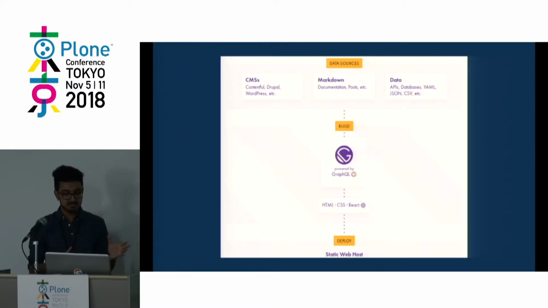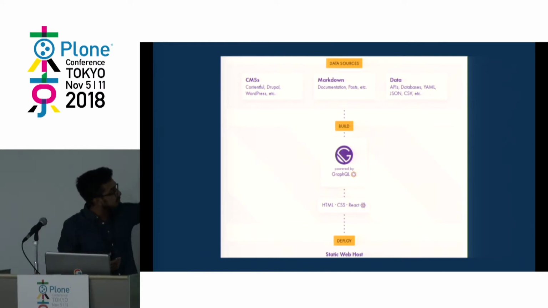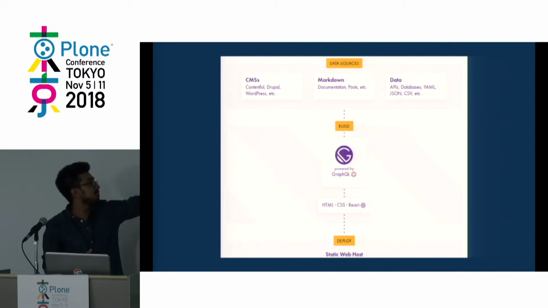So this is from the Gatsby site itself, their homepage. And so this is the whole process of what Gatsby does. These source plugins come in between the build process and the data sources. The connecting line is the source plugin, which takes this data and makes it available to the Gatsby side using GraphQL. And yeah, a couple of CMSs are given. Maybe we could have Plone soon.